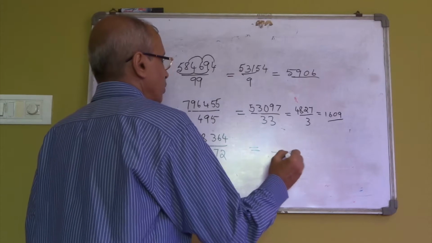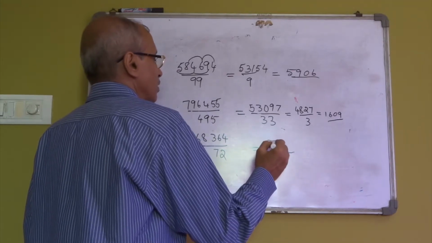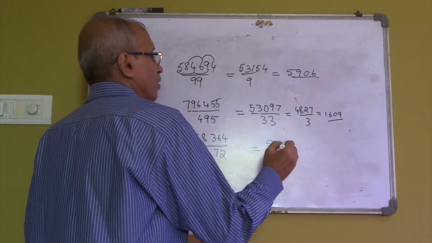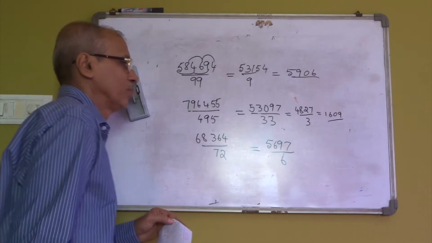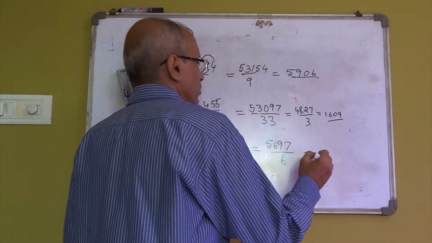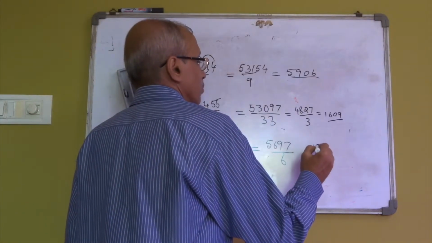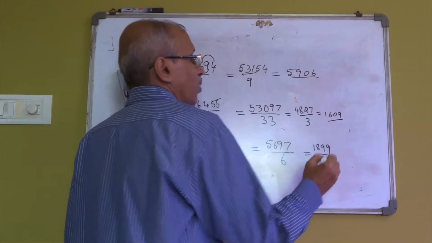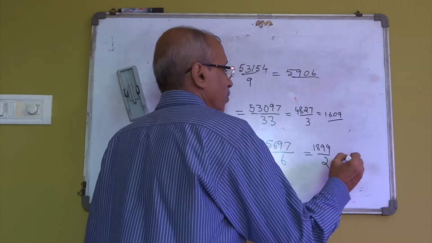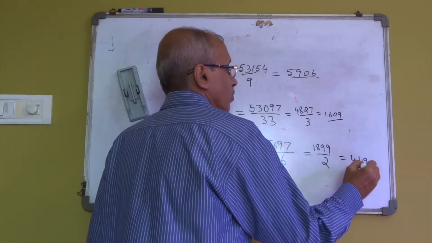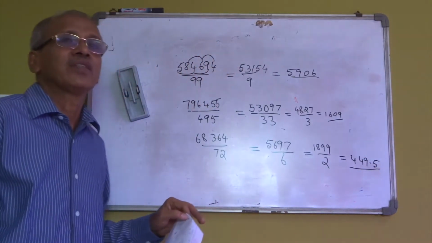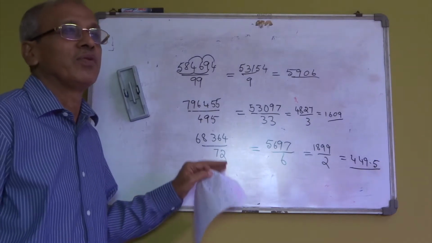12 6s are 72, 12 5s are 60, 12 6s are 72, 12 9s are 108, 12 7s are 84. Now again it is a factor of 3, divide by 3. Now it is not divisible, but the number is less, so you can simply solve it. So if common factors are there, we can solve it very fast.